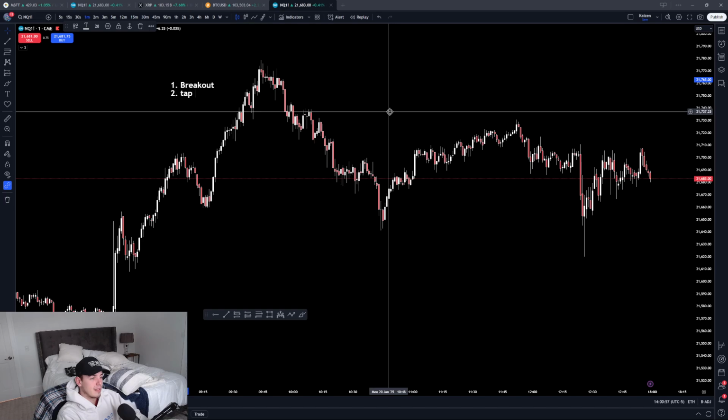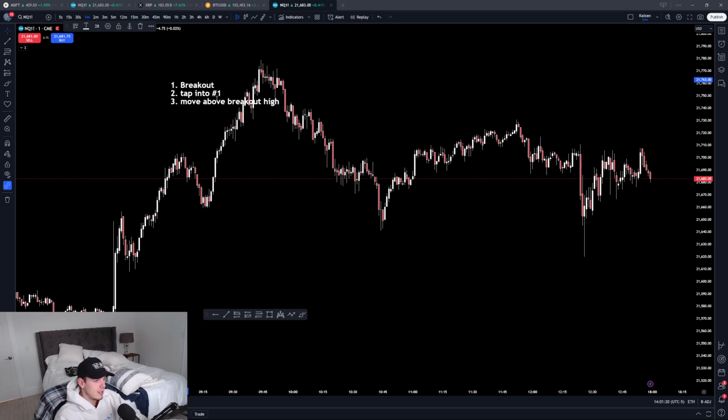Next step is a tap into number one. So tap back into that original breakout zone. Step three, we want to move above number one. So we're going to move back above one, after we tapped. Move above the breakout high. I'll write that. Move above breakout high.